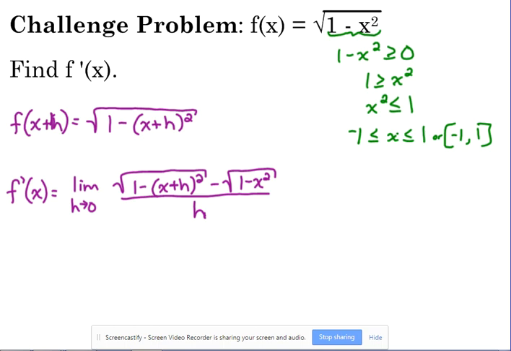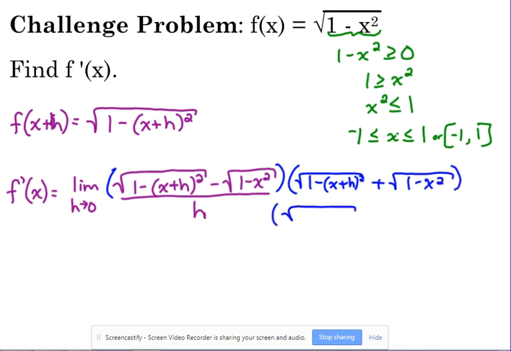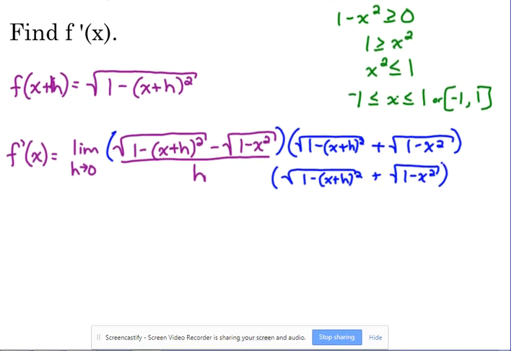We need to multiply by the conjugate. So we need to change the sign. We don't change any signs under our square roots. It's only that we change the sign between the square roots. And we do it top and bottom, but remember, we're not actually going to multiply it out on the bottom. We're going to leave it because hopefully some things are going to cancel out for us.